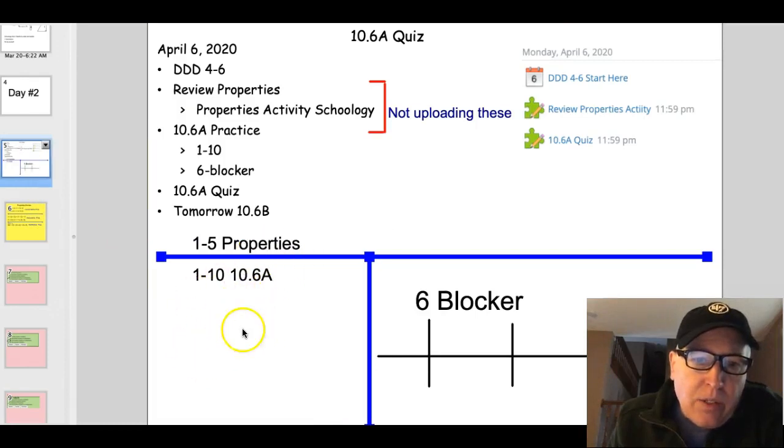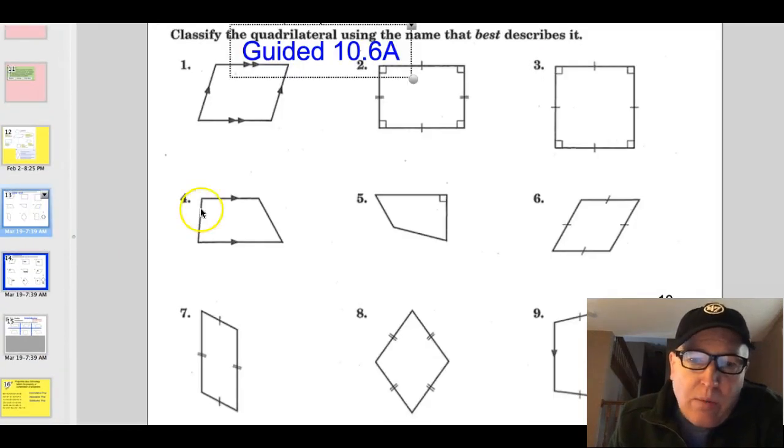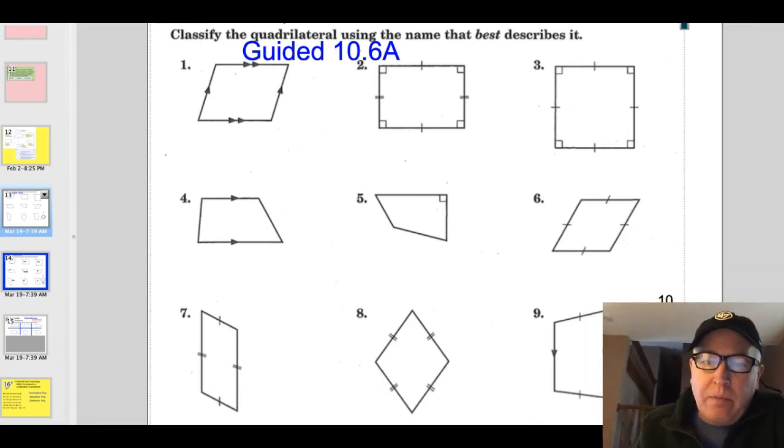So we're going to do a review activity, and then we've got a 6-blocker to get you ready for the quiz here. Let's number 1 through 10 and try these shapes. I'm going to move my face somewhere. I'll move it out after a little while so you can see the last one.